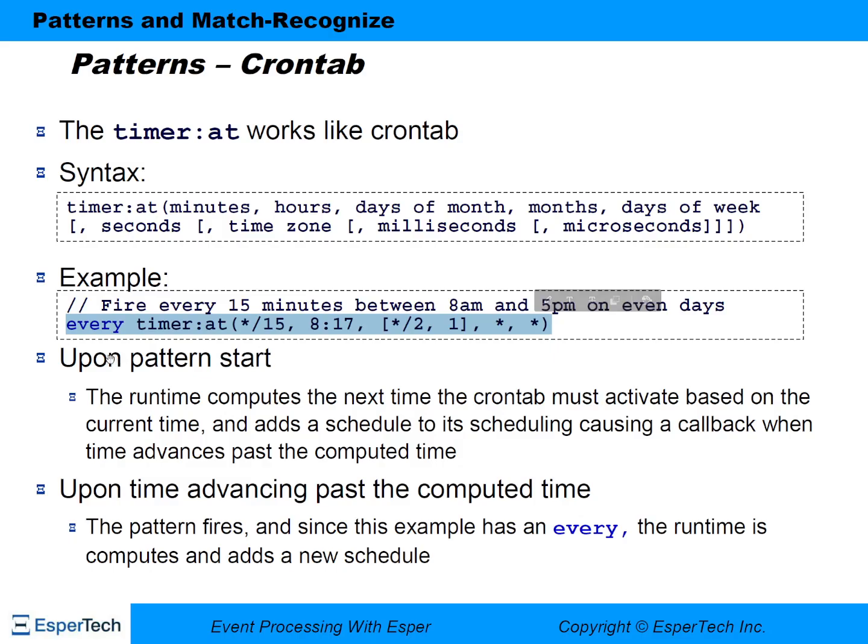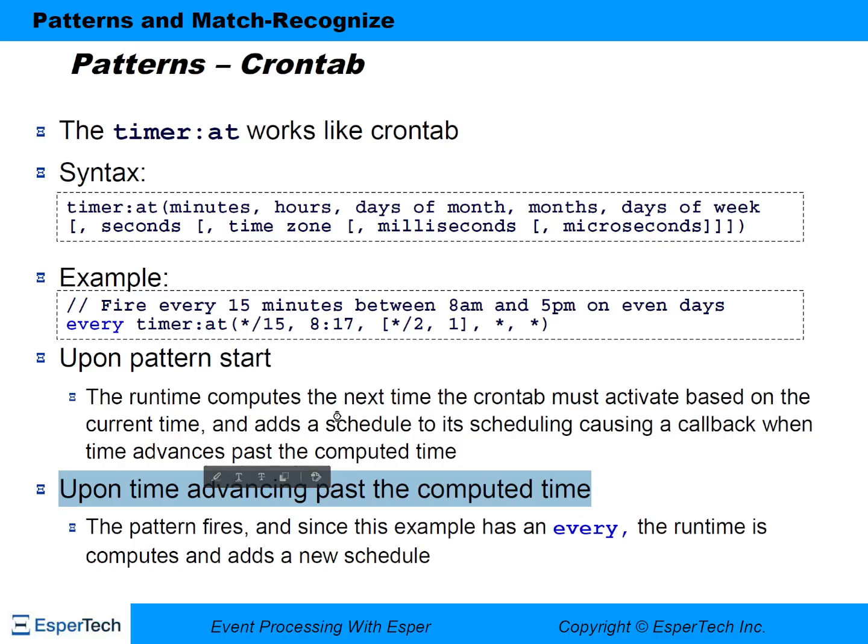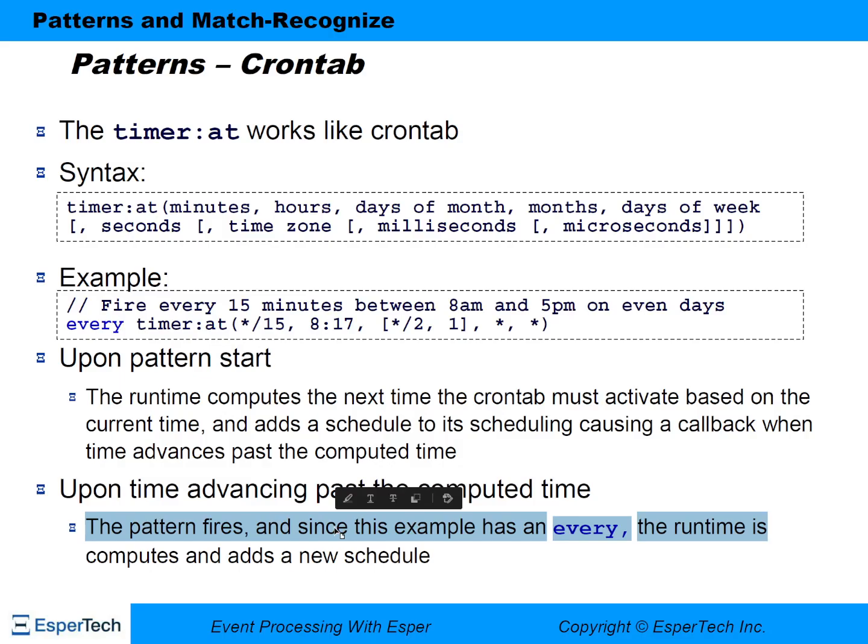Upon pattern start, the runtime computes the next time the crontab must activate based on the current time, and adds a schedule to its scheduling, causing a callback when time advances past the computed time. Upon time advancing past the computed time, the pattern fires, and since this example has an every, the runtime computes and adds a new schedule.